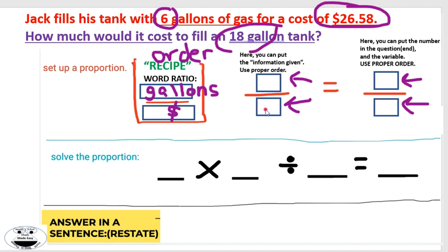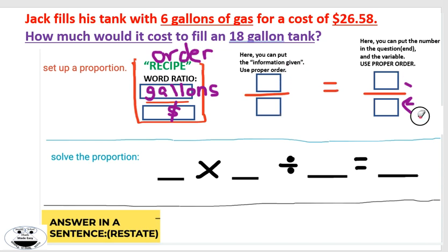We want to make sure the 2 numbers here, or if it's a variable, are in the correct ratio here, and the variable and the number are in the correct ratio here. So first we'll start with order. Our recipe tells us that gallons is going to be on top. What does that mean? That means that on the top of both ratios, I'm going to use red here, this number or variable has to represent gallons because our recipe says put the gallons on the top.